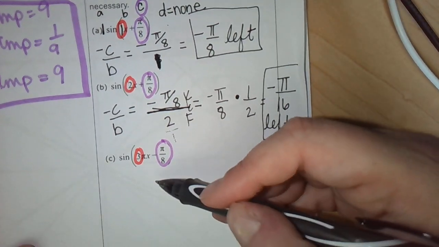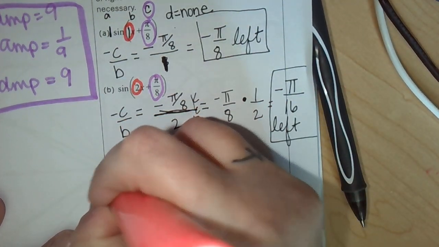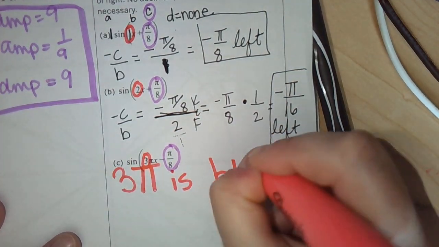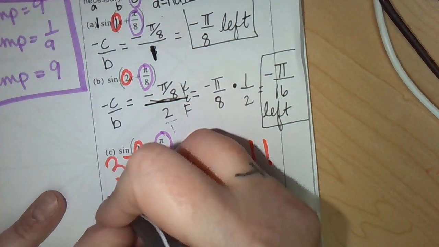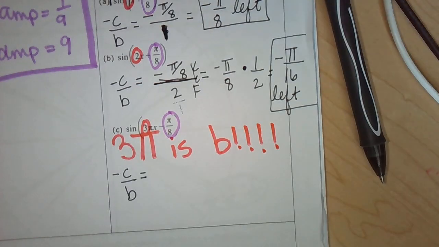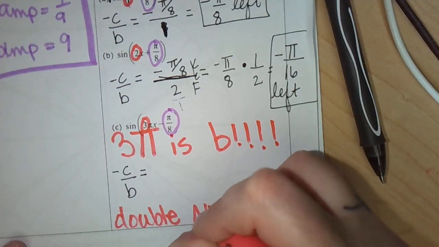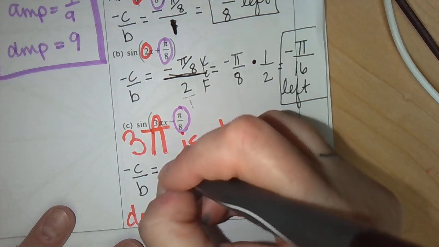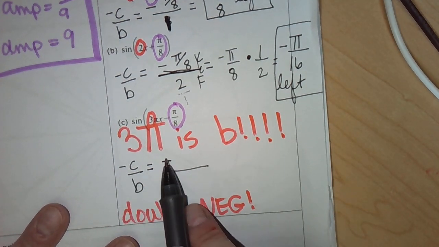Okay, last one, C. This is the awkward one. This one's awkward because the 3 pi is the B. Not just the 3 pi. So let's do negative c over b. This one's also awkward because you have a double negative. On the top, we have a negative because the c right here in the formula says negative. I wrote down negative.